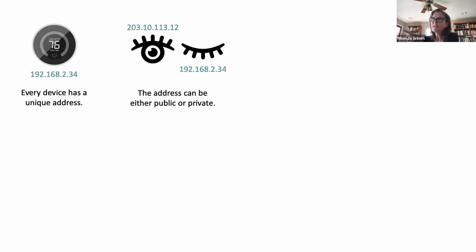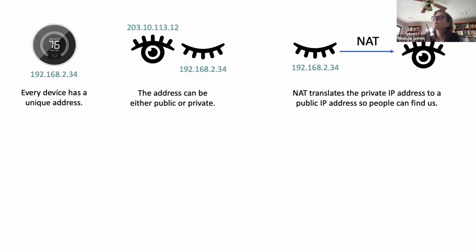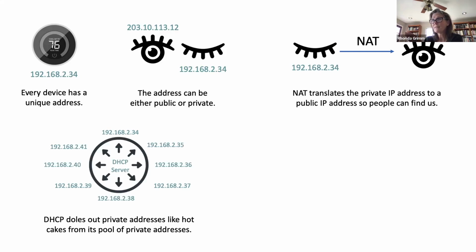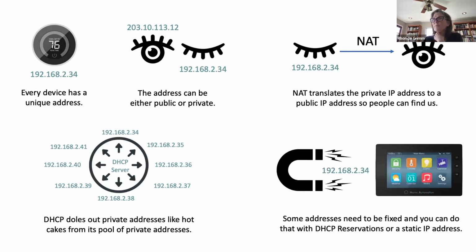So let's see where we've been so far. Every device has a unique address. The address can be either public or private. NAT translates the private IP address to a public IP address so people can find us. The DHCP server doles them out like hotcakes to all the devices on that local network. And then you can actually create a fixed IP address through DHCP reservations for those devices that need it.